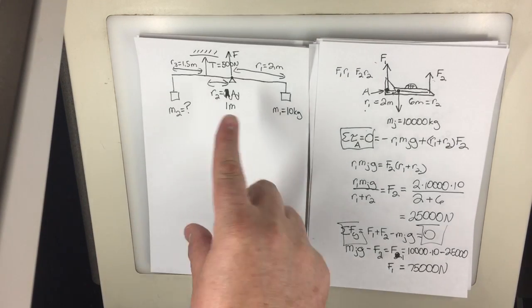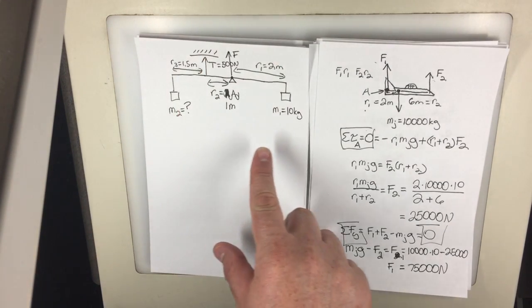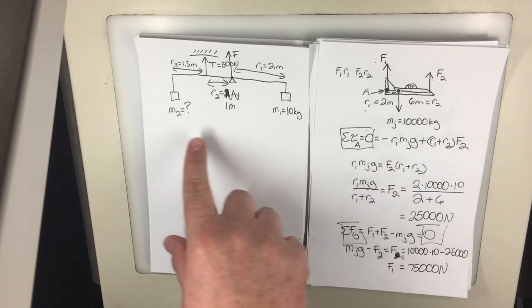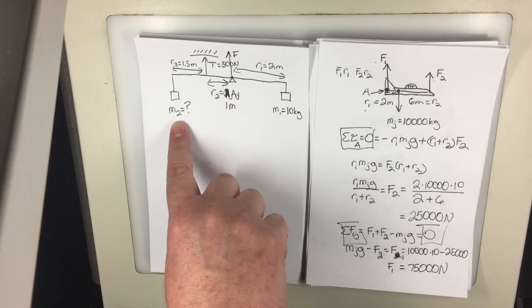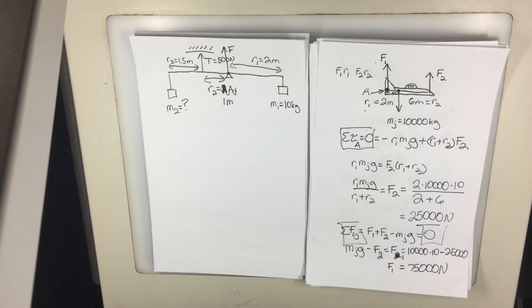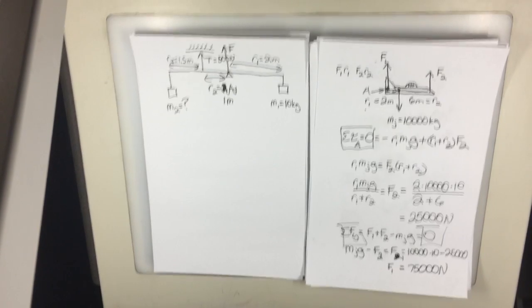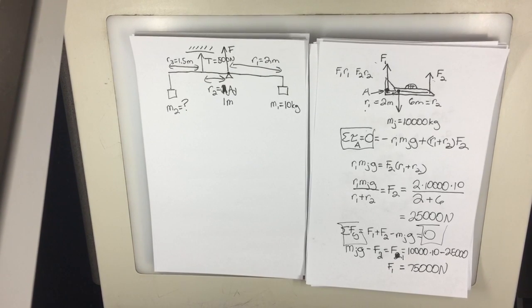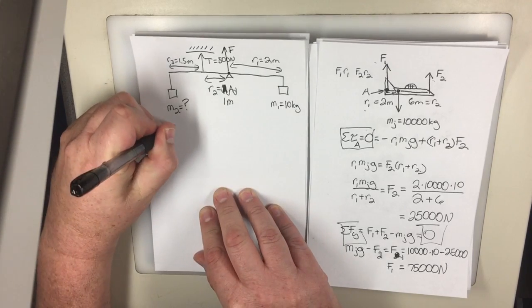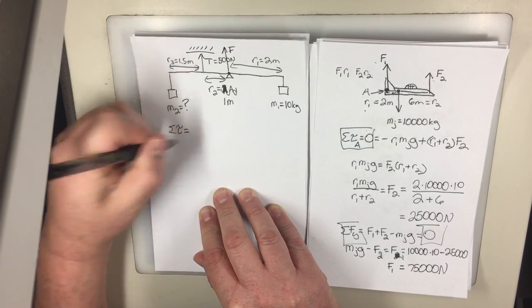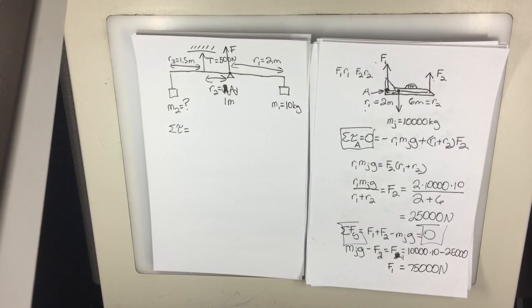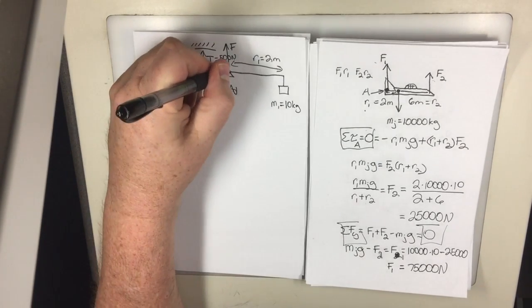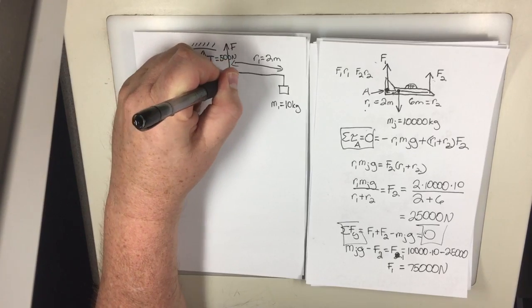So it's like a teeter-totter with a rope pulling up on that side. I got a 10 kilogram mass over here. I got an M2 over there, unknown. What is my F? You do the same procedure. Sum your torques around a convenient position. Probably what I would do is I always would just attack it at the fulcrum.